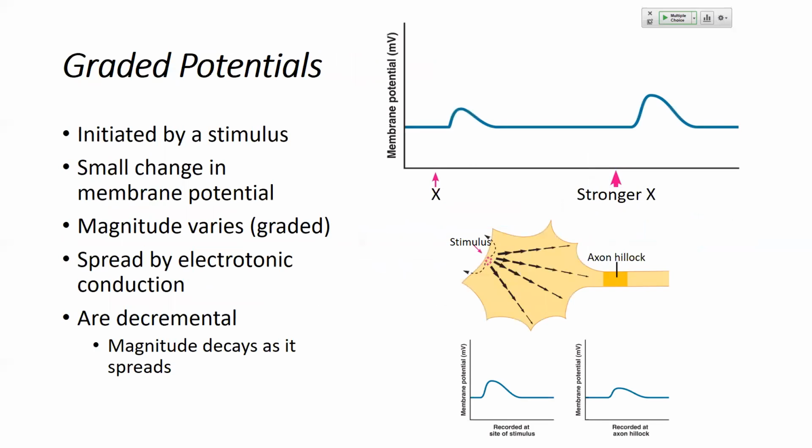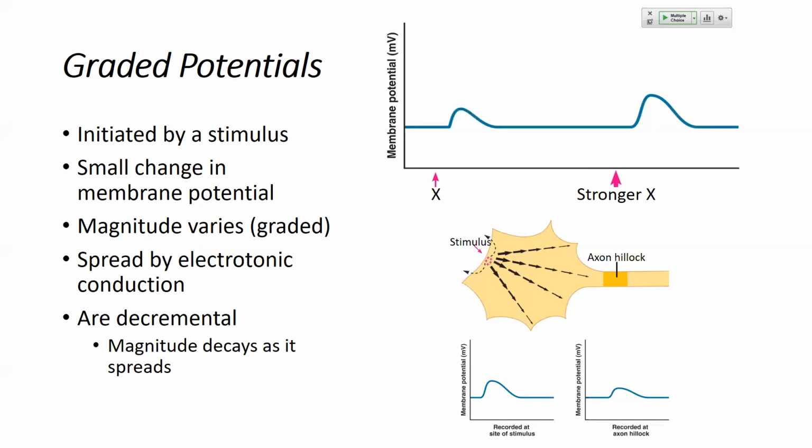So graded potentials are small. They can be depolarizations, which are an increase, or hyperpolarization, not repolarization. Okay. Because repolarization would imply that we had an action potential. And graded potentials are not action potentials. Let's make that clear. Okay? Several graded potentials can come together and generate an action potential, but a graded potential is not an action potential. Right?